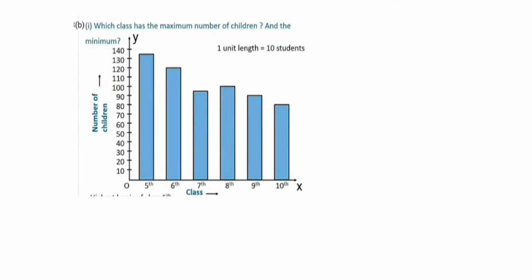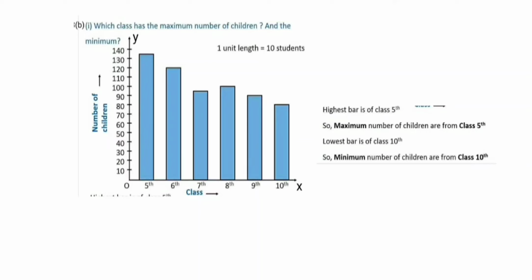Which class has maximum number of children and the minimum? Since height of 5th class is more, so maximum number of children are in 5th class and minimum number of children are in 10th class. So maximum number of children are from 5th class and the minimum number of children are from class 10th.